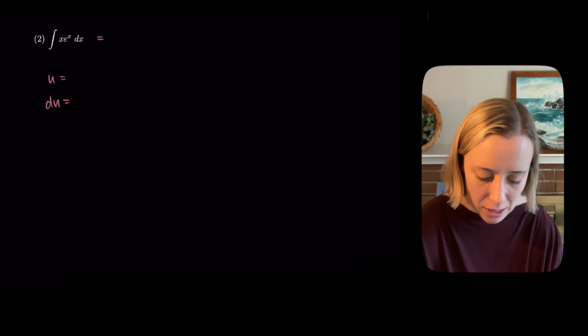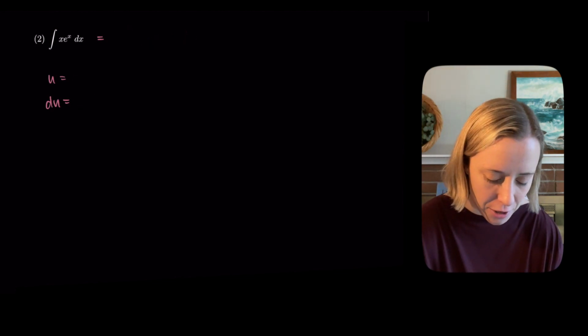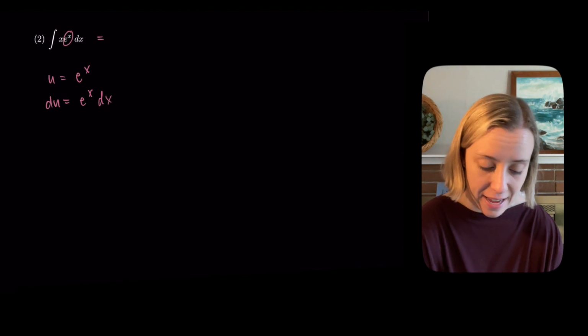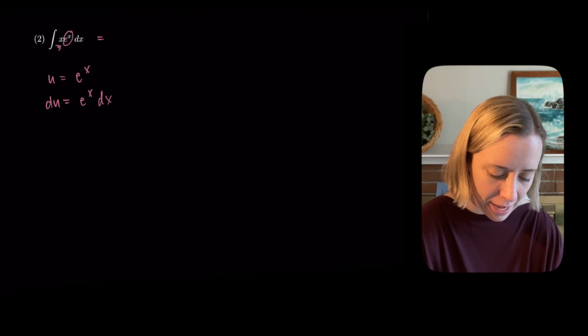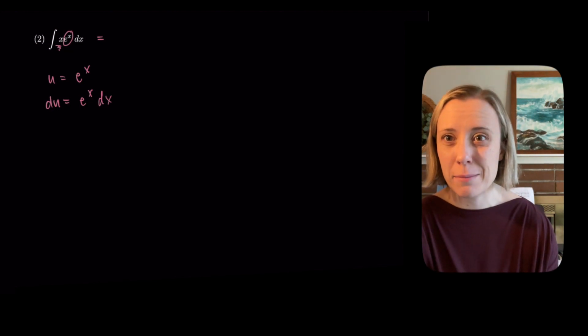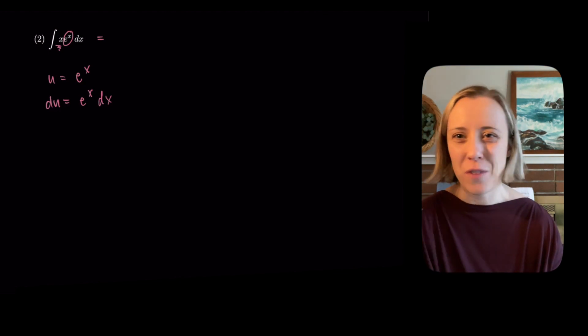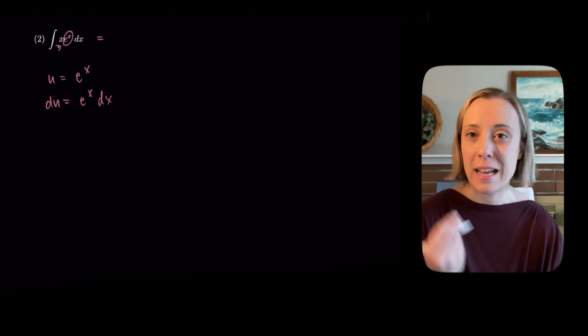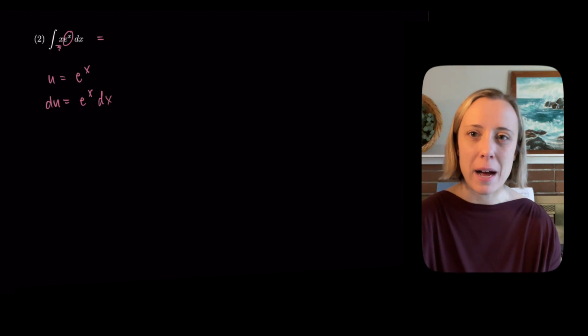So maybe we try to do e to the x as our u. So we have u equals e to the x, then du equals e to the x dx. So here I have the e to the x would get replaced, but I'm still left with this x out front. So in this case, I'm seeing that the two functions I have going on, I have an x and an e to the x. They're not really related by a derivative.